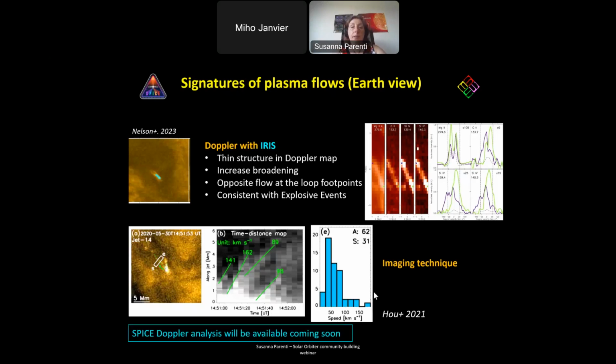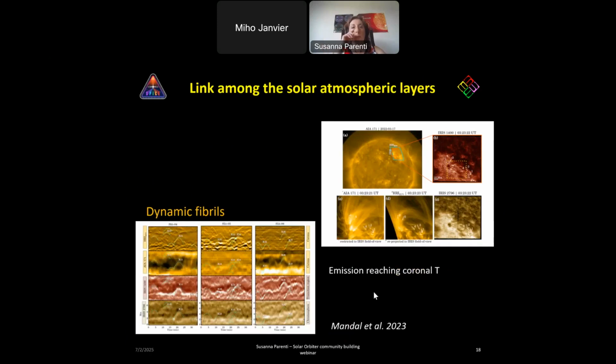Okay, so I didn't talk about SPICE because SPICE has an instrumental problem, let's say, that does not allow us to do Doppler until now, but there is good news. We are providing soon a tool to make a correction and to do some Doppler, so stay tuned for this. So the link with the solar atmosphere, I finished with these things.